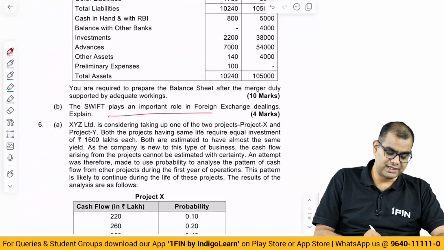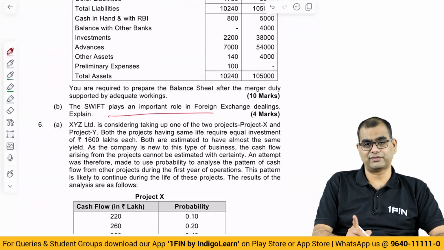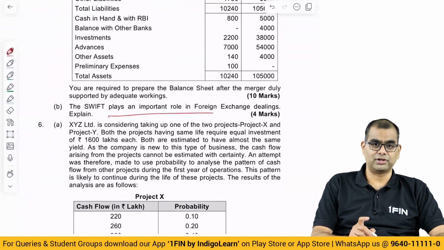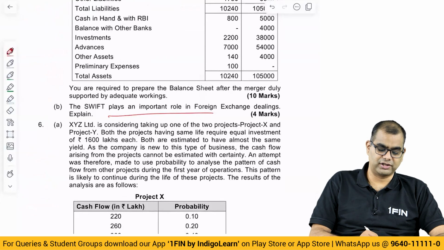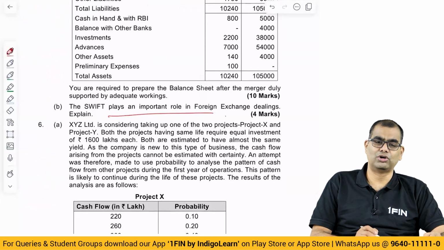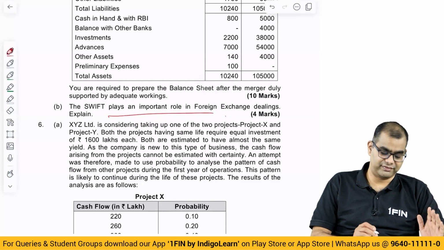Then Swift plays an important role. I explained to you, I told you also Swift is a very, very important thing. It is a worldwide messaging system. It is not a money transferring system, it's a messaging system. Okay, and on that I've explained the 3 INR currencies. Each currency has a code. This makes it operationally easy, it moves messages very, very fast and all that.